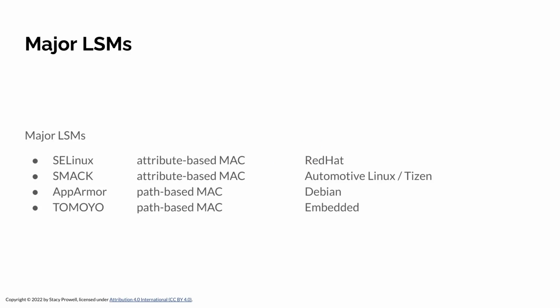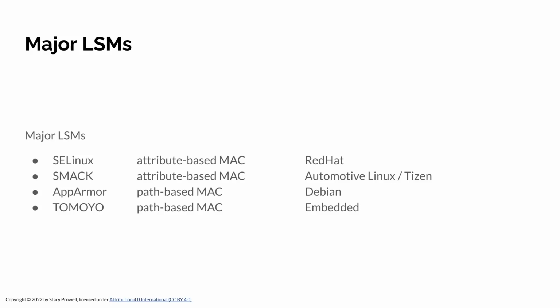What are the major LSMs? Well, there's SELinux. It's an attribute-based access control system. We'll talk about the difference in just a moment. SMACK is another one. It's used in the automotive world. And Tizen, if you're not familiar with Tizen, that's a strain of Linux coming out of China.